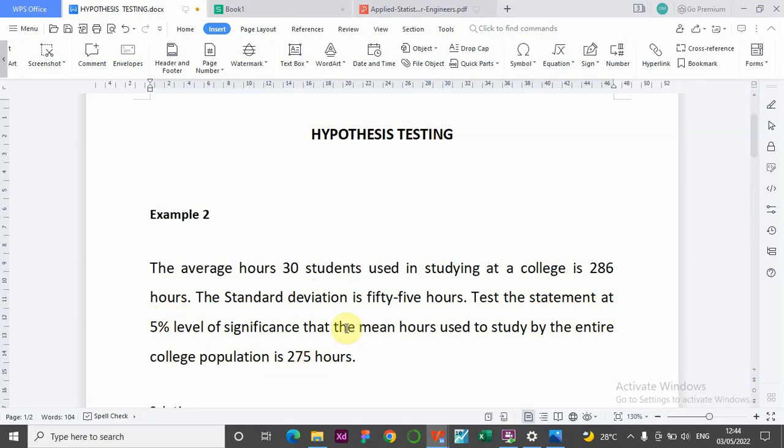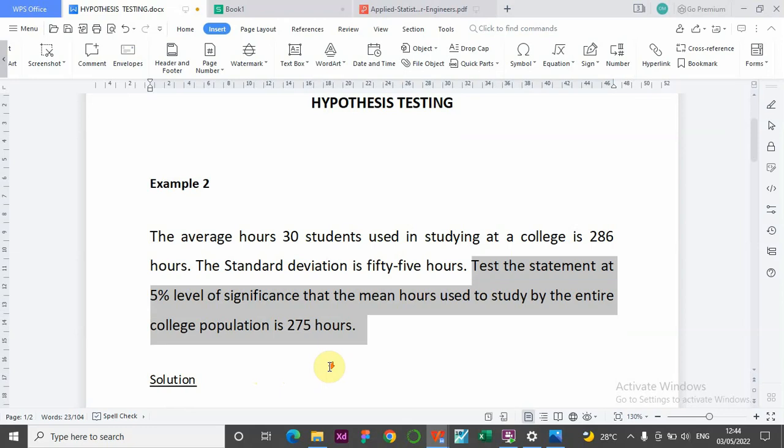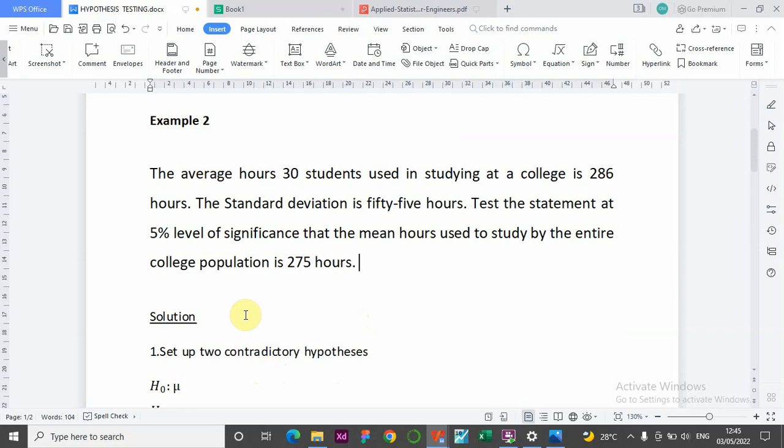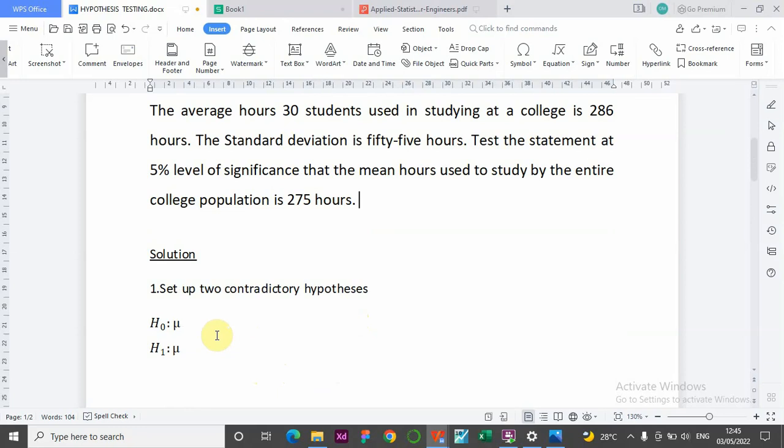From this last statement, you can see we have the alpha, which is the level of significance, which is 5%, and the population mean, because we said the mean hours used by the entire college population is 275. Remember, in the first video, if you've not watched it, I think you should do so that you can understand some concepts that I explained. In the first video, I talked about how the null hypothesis is set on the population mean, and I talked about some procedures used during hypothesis testing.